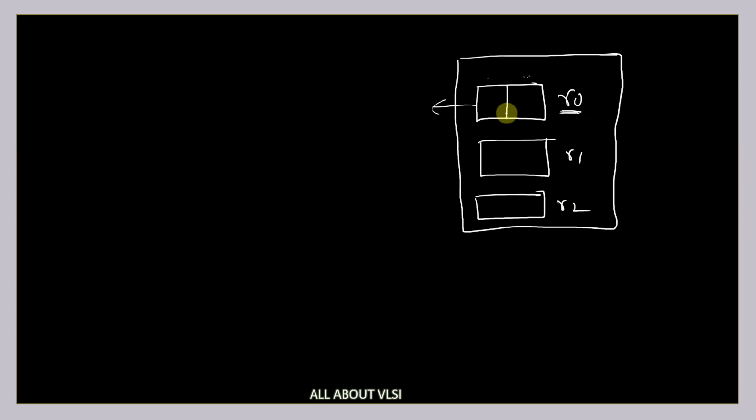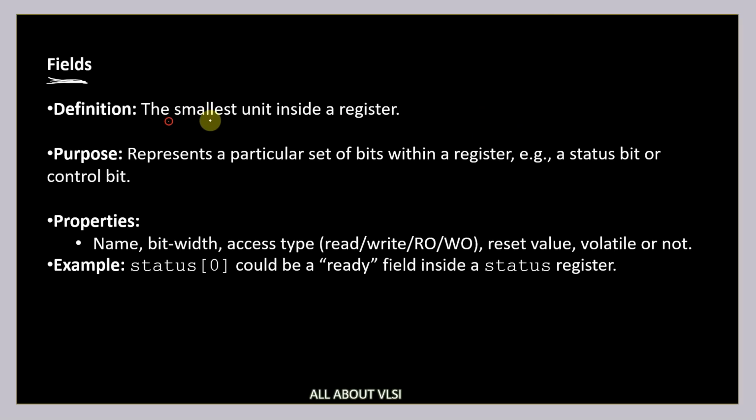This box is known as a field. The small unit which we can see over here is nothing but our field. This is what we need to configure in our register. We need to update the value of this field. So the smallest unit inside a register is nothing but our field.